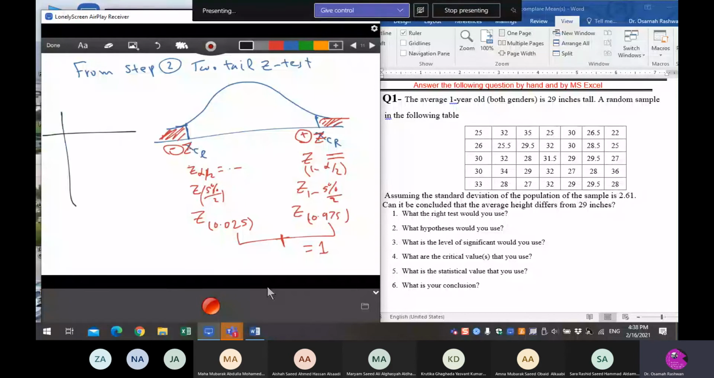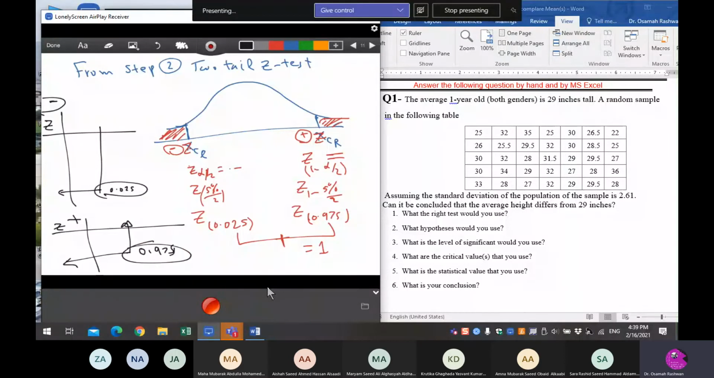Now go for the Z table. If you have the negative Z table, you will look for 0.025 and see what the Z is. If you have the positive Z table, you will go for 0.975 and find the Z, and then the second decimal here.